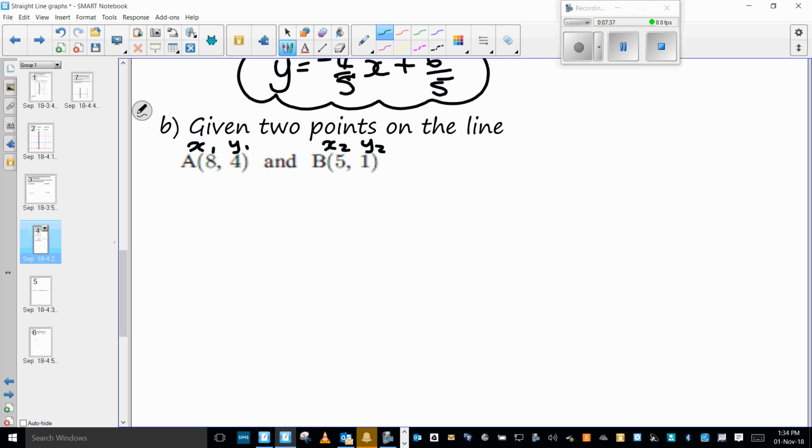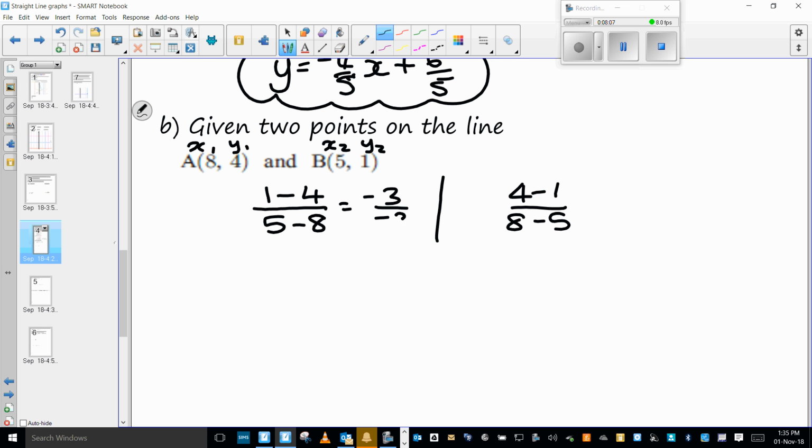So, remember, it doesn't matter which order you do them as long as you stick with the same coordinate to start with. So I'm going to do 1 subtract 4 over 5 subtract 8. You could have equally done 4 subtract 1 over 8 subtract 5. Both would have given you the same answer, eventually. So what's 1 subtract 4? Negative 3. And what's 5 subtract 8? Negative 3. What's negative 3 divided by negative 3? 1. So my gradient is 1.